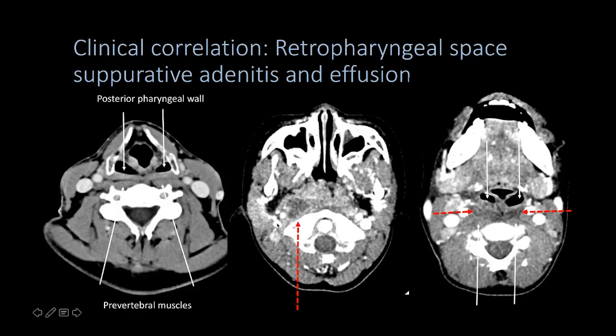Notice it's just medial to our carotid space and carotid vessels, and as we look slightly more inferiorly, we see this low density fluid collection behind the posterior pharyngeal wall and in front of our two paired prevertebral muscles. So that's that retropharyngeal effusion related to this suppurative lymph node.